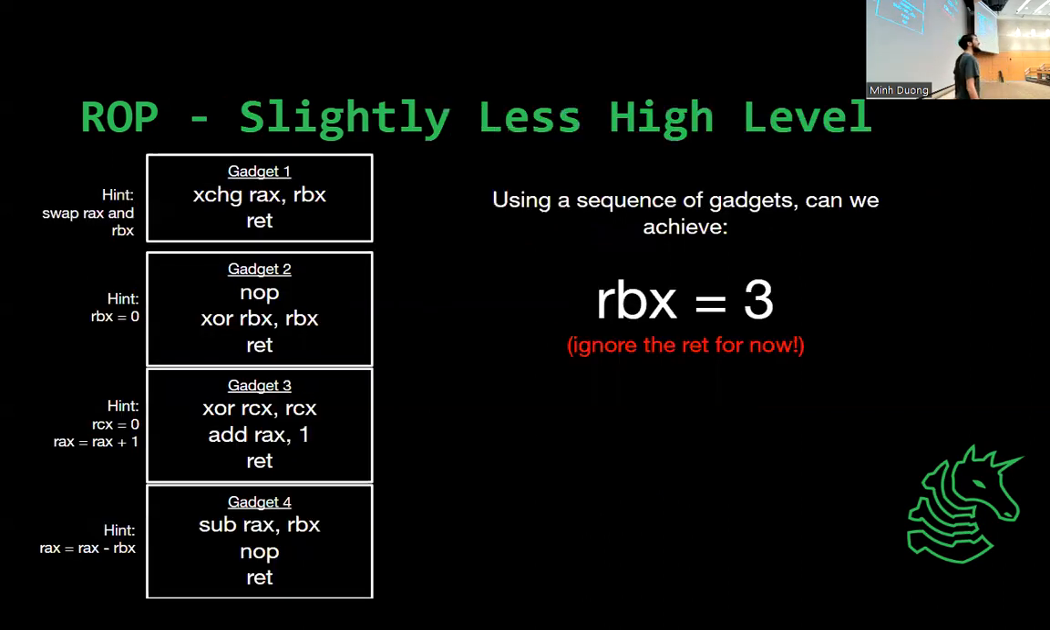Now we have x86 assembly. This is almost exactly the same. There are hints on the side of what each of these gadgets kind of do. Our variables are now register names, RAX, RBX, and so on. And we have these little return statements, which we're not going to worry about right at the moment. So again, achieve the same thing, set RBX equal to 3. What does the NOP do? No op, so nothing happens.